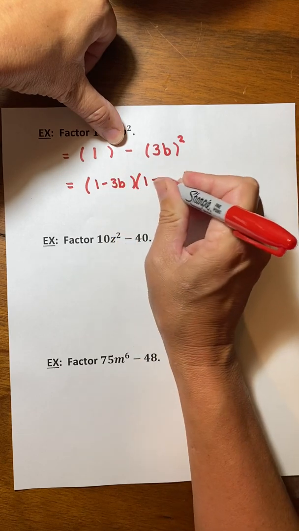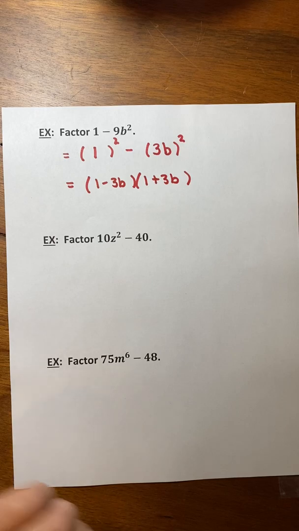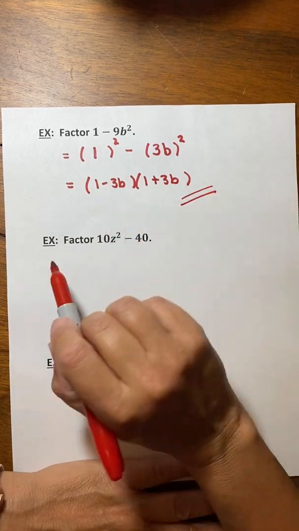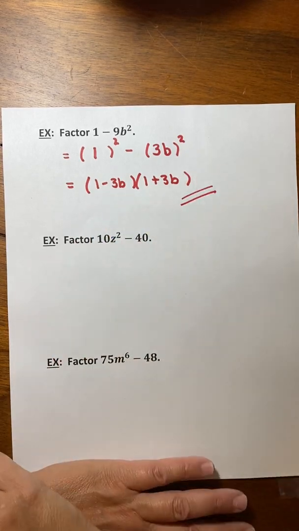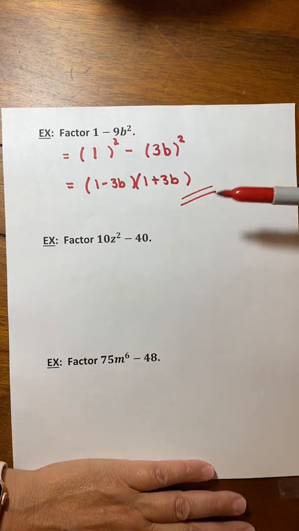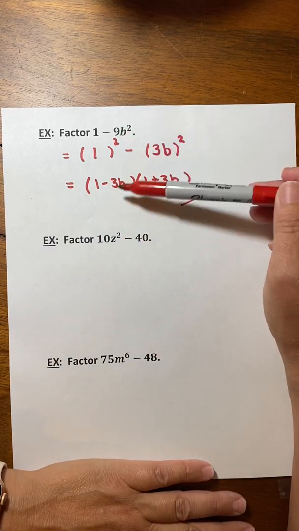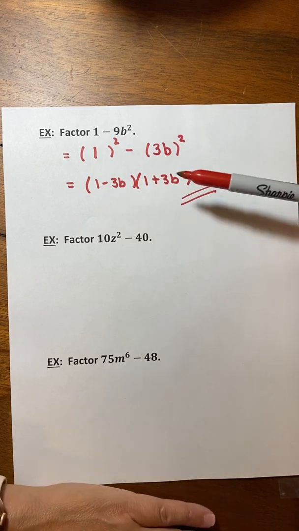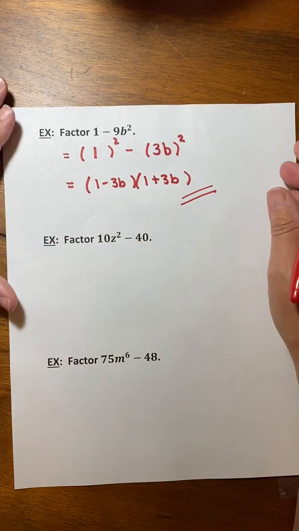And then I just write 1 minus 3b again, and then change the minus to a plus. And you can check. Do first, inners, outers, last, and you'll see that you'll get what we started with. So again, our goal is to do a power reducing here. So we started with a second degree expression, and we wrote it as the product of 2 first degree expressions.